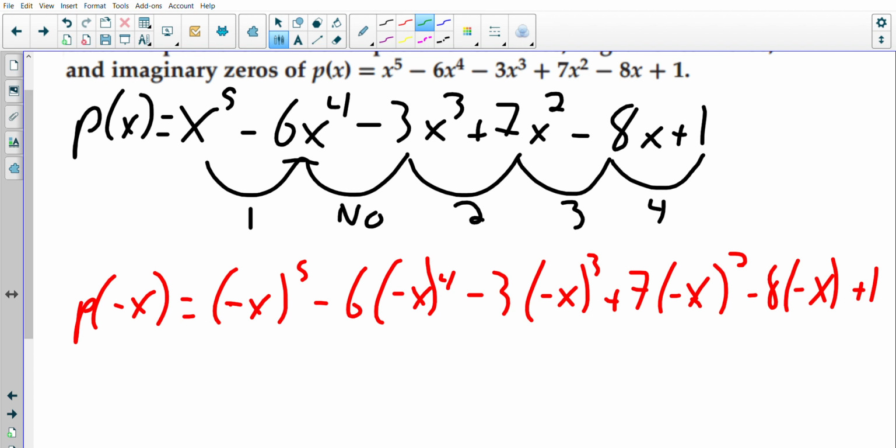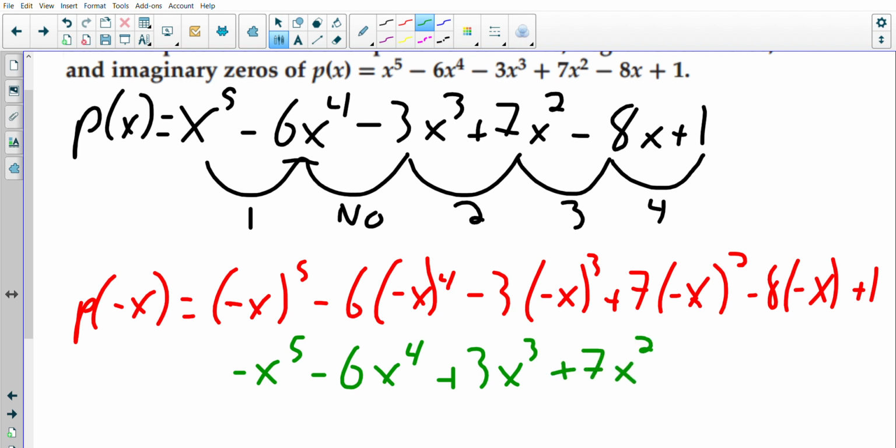So negative x to the 5th, when we simplify it using our exponents, we still get negative x to the 5th. The next one, minus 6 negative x to the 4th, well, negative to an even exponent, that's just positive. So it stays negative 6x to the 4th. The next one, we have a double negative, so it becomes positive 3x to the 3rd. Next one, even exponent, so it stays the same, so plus 7x squared, and then plus 8x, and then plus 1. Okay, so I'm just simplifying all my multiplication with negatives.